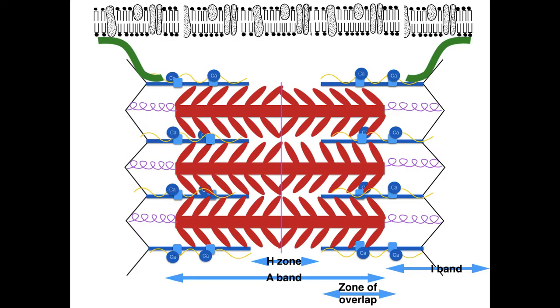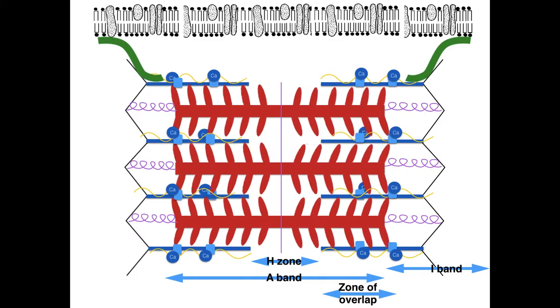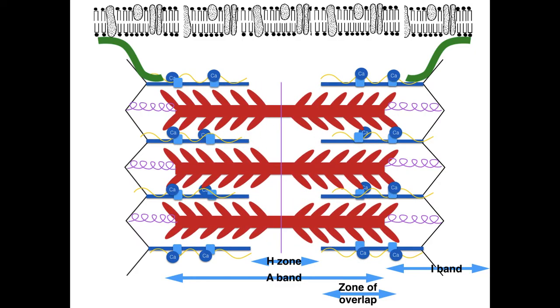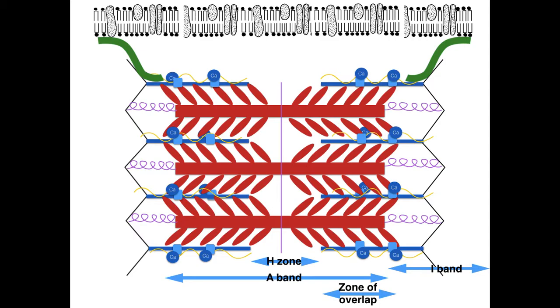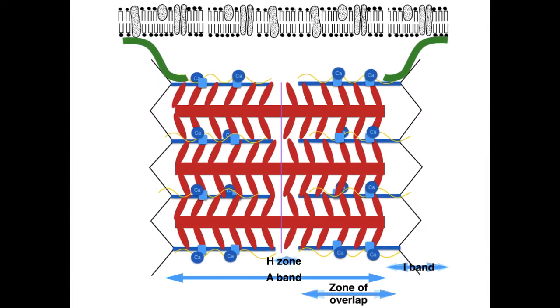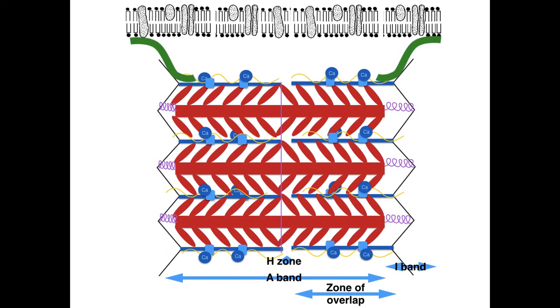Now, the rest of our cycle happens. We let go of the thin filament, and we reset our head groups. Then our head groups bind to the thin filament again. And then we have another power stroke.